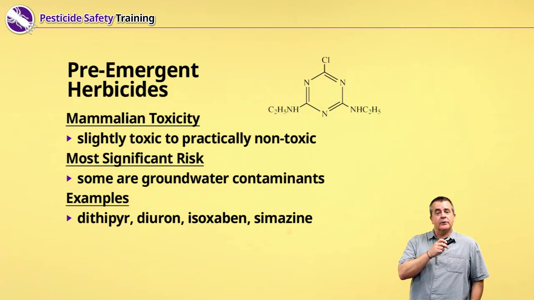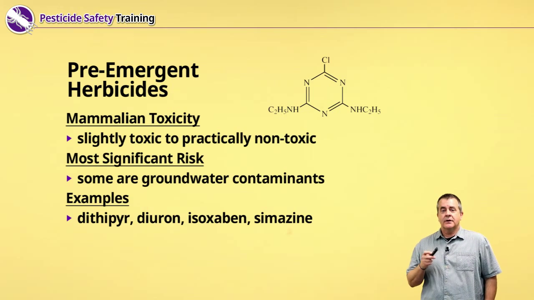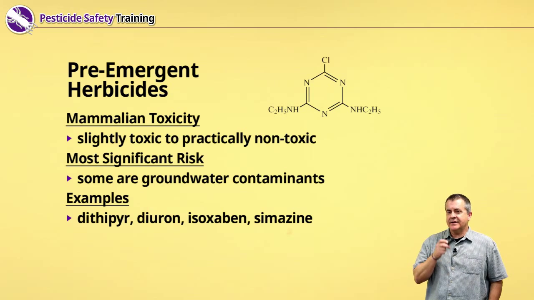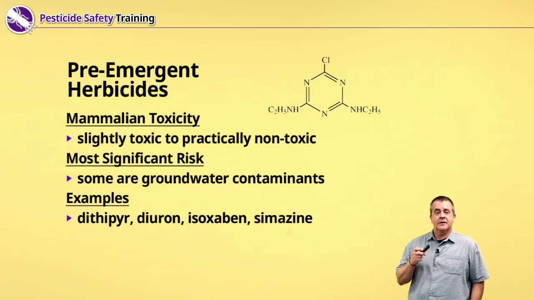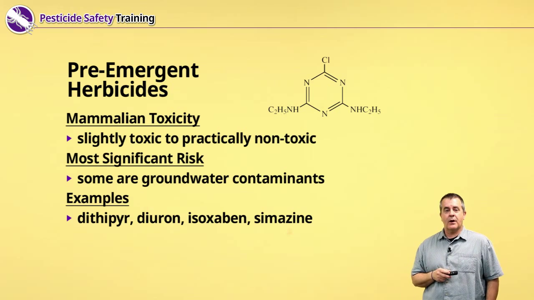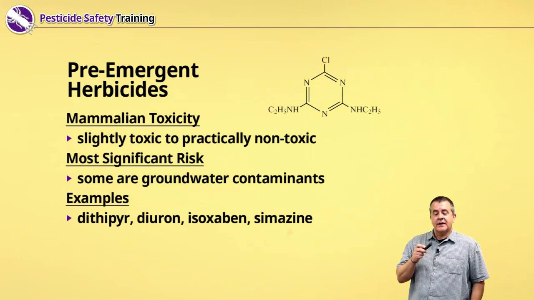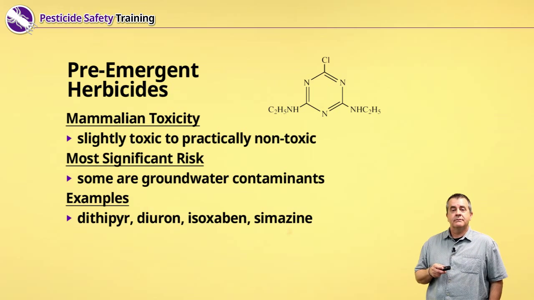You might remember it earlier in the video, we talked about groundwater contamination, and we identified the pre-emergent herbicides as the kinds of chemicals that have the properties, the physiochemical properties that cause the potential for groundwater contamination. There's a lot of different pre-emergent herbicides. Examples would be dithiopyr, diuron, isoxaben, simazine.